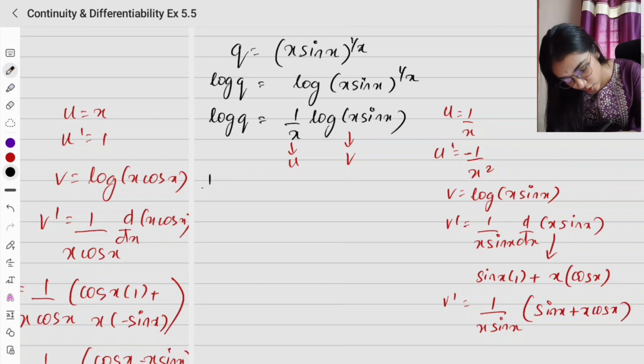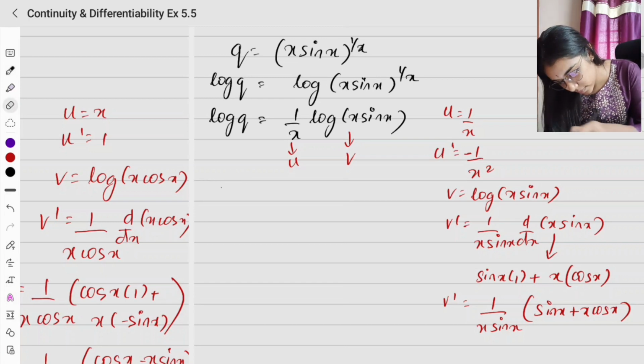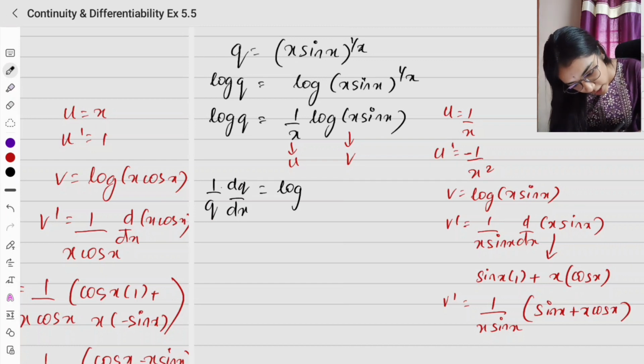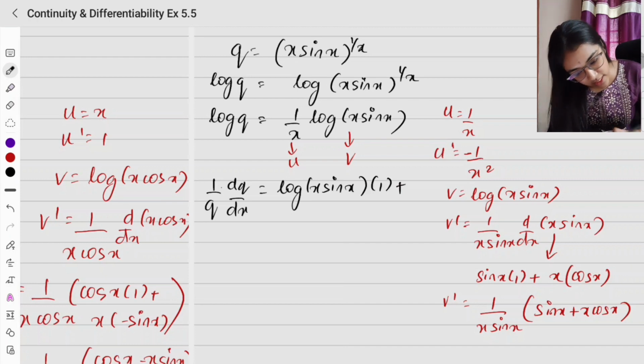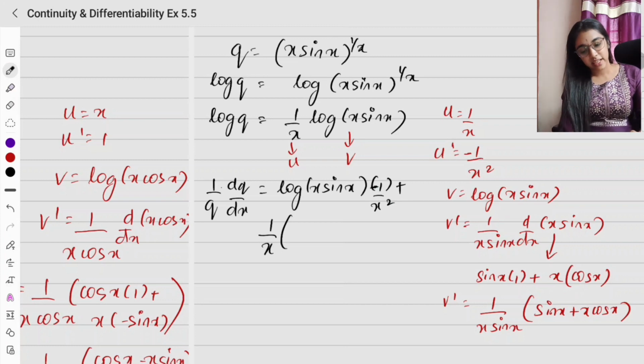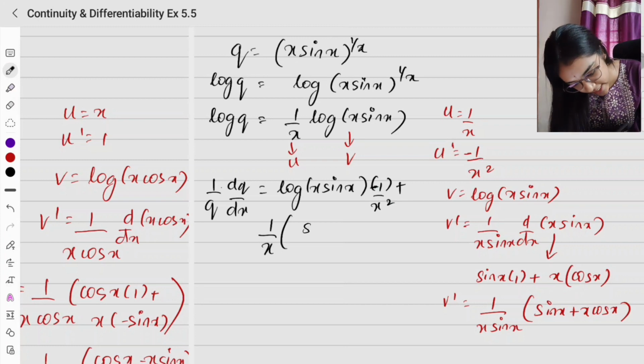What happens when we substitute this? When I differentiate, 1 by q times dq divided by dx is v u dash, which is log of x sin x times 1, plus u v dash, which is 1 divided by x. This is minus 1 divided by x square. Don't forget, this is minus 1 divided by x square. Then u v dash, which is sin x plus x cos x divided by x sin x.